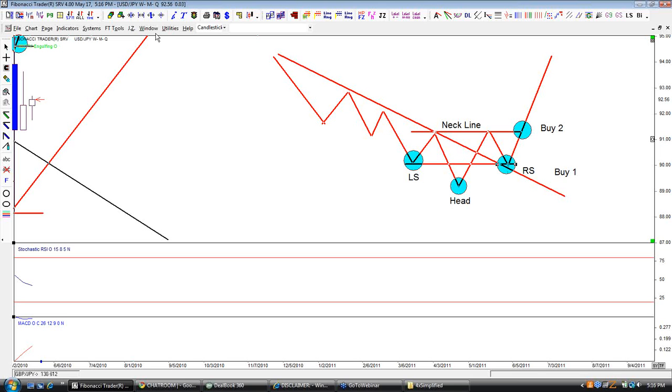Now, how do I use head and shoulders with other patterns? This is what I told you guys in the beginning of this session, that I will show you how to converge head and shoulders with different patterns.